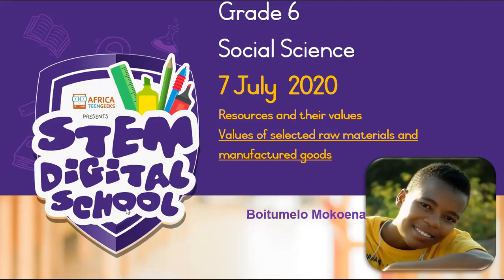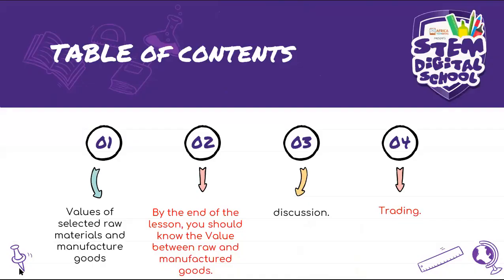Okay, let's move. Raw materials are natural goods such as gold, wood, iron, and things like that. Manufactured goods are the things that are made from raw materials. So we are going to learn about their differences today, and their values.